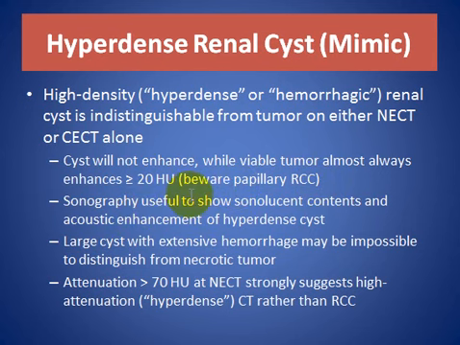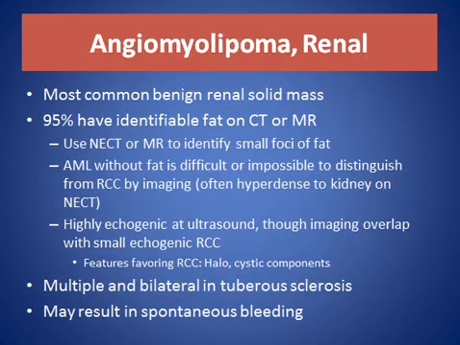Sonography is useful to show sonolucent content and acoustic enhancement of the hyperdense cyst. Large cyst with extensive hemorrhage may be impossible to distinguish from necrotic tumor. Attenuation of a mass lesion more than 70 Hounsfield on non-contrast enhanced CT scan is highly suggestive of hyperdense cyst rather than renal cell carcinoma.